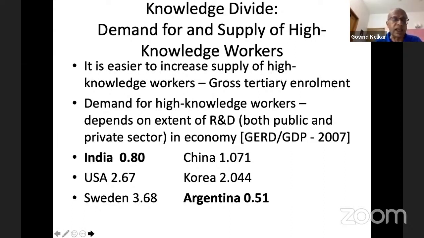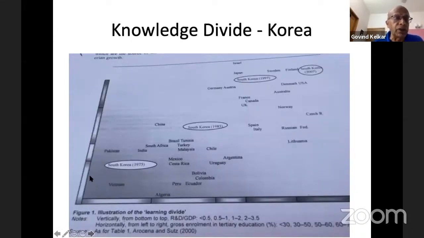Now, the next slide shows you a graph where, on the y-axis, you have the R&D to GDP ratio on the vertical axis. So this is the demand for knowledge workers. On the x-axis, you have the gross enrollment in tertiary education. So you look at South Korea, it is the one country which has moved from having a high tertiary enrollment to developing its knowledge demand, and now it is along with the high income countries. So you can see a clear divide between high income countries which have a high supply of knowledge workers and a high demand for knowledge workers, while you have countries like India over here which have a high supply of knowledge workers but a low demand for knowledge workers.